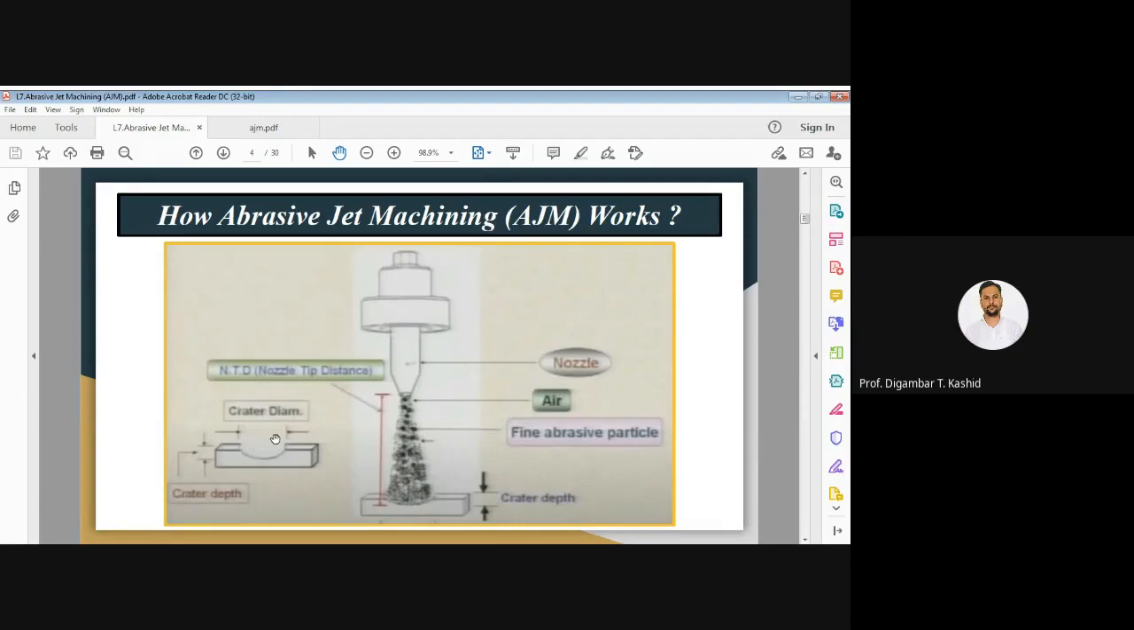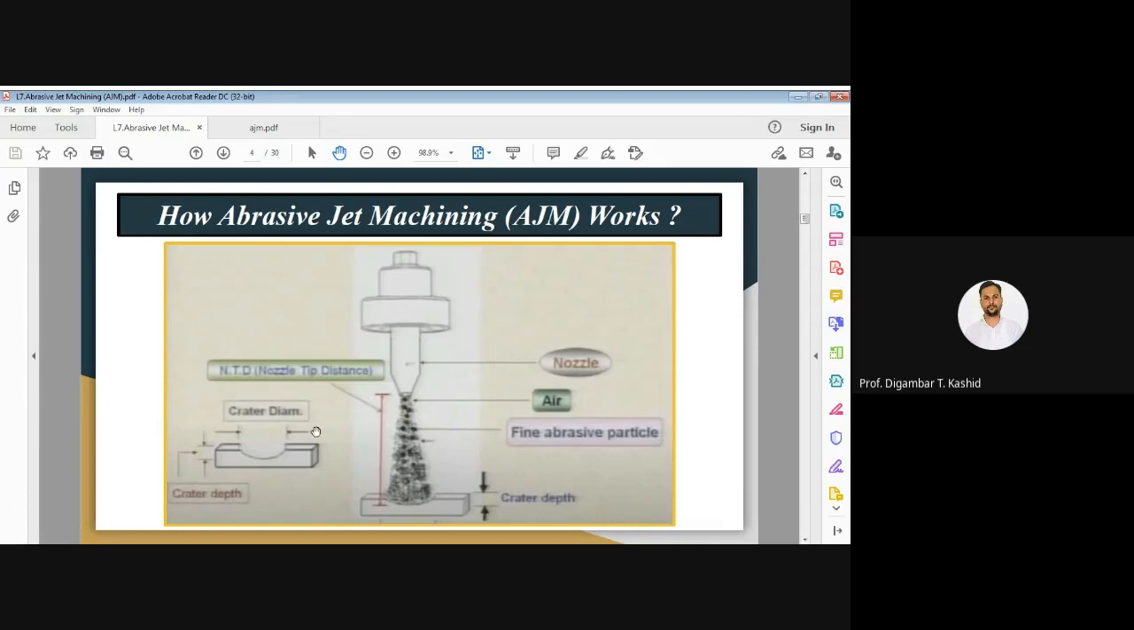Now, depending upon the shape of the nozzle, it can be a circular shape. Then you will call it diameter, the crater diameter. If the shape of the nozzle is circular, then it is called diameter. It can be some other shape. If it is another shape, then the name will change accordingly, so you will have to call it the width of the crater.